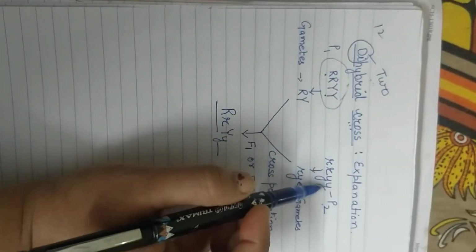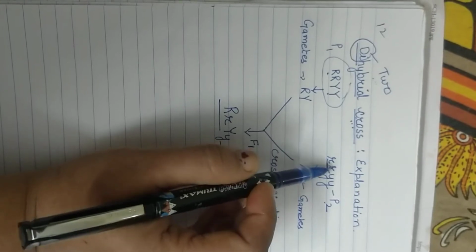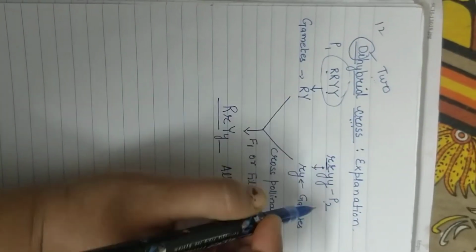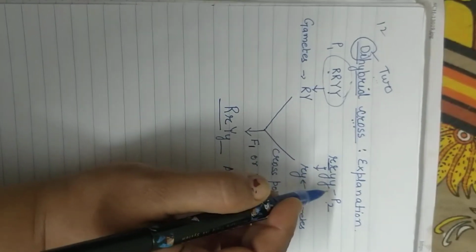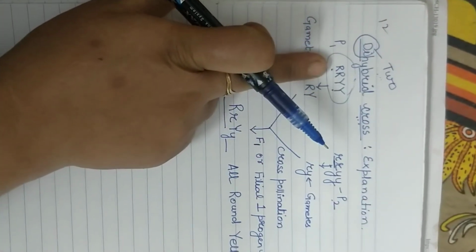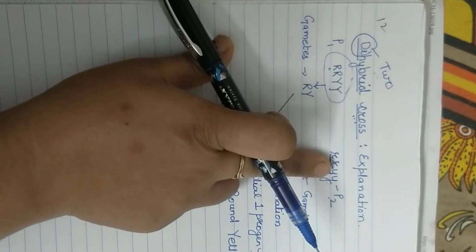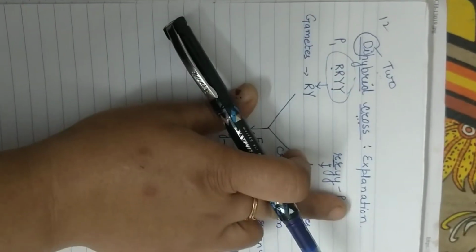The other parent was pure for small r, which indicates wrinkled seeds, and small y, which indicates green seed. So he took two parents, one with round seeds and yellow color, the other with wrinkled seeds and green color. These are the parents.